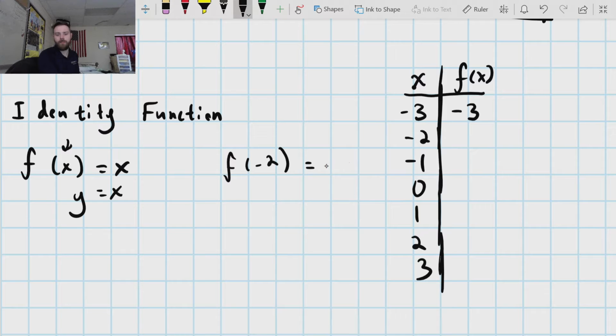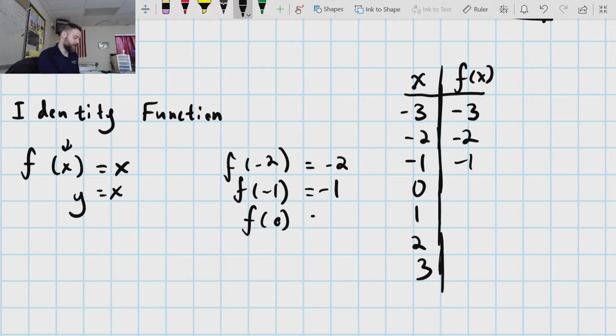So f of negative 2 is equal to negative 2. So my input is negative 2 and my output is negative 2. And then f of negative 1 is my input, so I'm going to get back negative 1. F of 0 is going to give me back 0. So I just start to get the same value back and forth, and then I can start to graph this and visualize what this function looks like, okay?